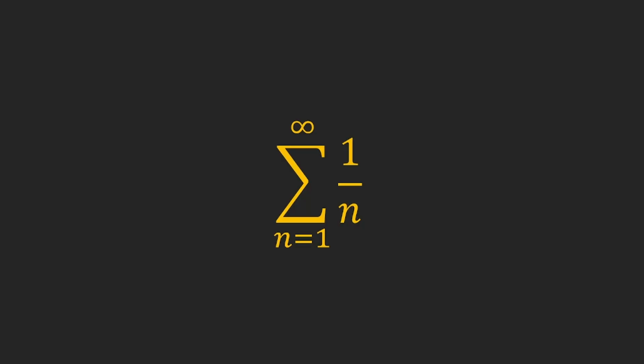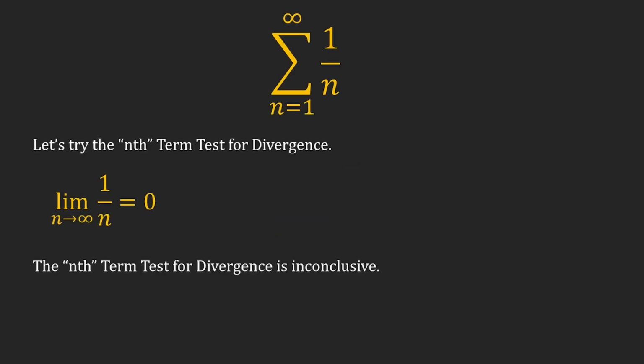All right, well, what about this one here? The infinite series going from 1 to infinity of 1 divided by n. All right, well, let's try the nth term test for divergence, and we'll see that the limit as n approaches infinity of the inner sequence is 0. So our nth term test for divergence failed. It's inconclusive. We're not sure if it's convergent or divergent, so we have to work harder.